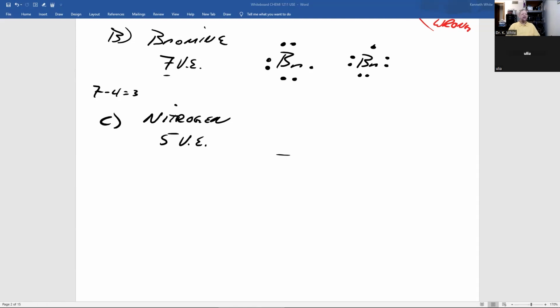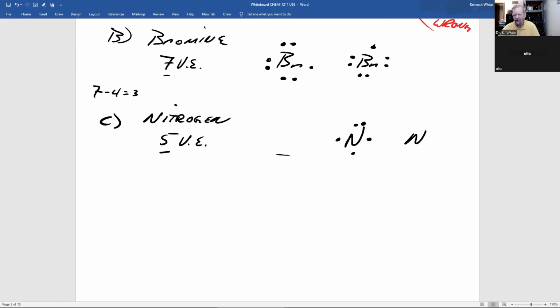I'll give you another 10 seconds. And let's do it. How do you draw the Lewis structure? Chemical symbol. Then you put a dot on each side for each valence electron before you double up. 1, 2, 3, 4, and then my double up, my fifth one, will be this way.